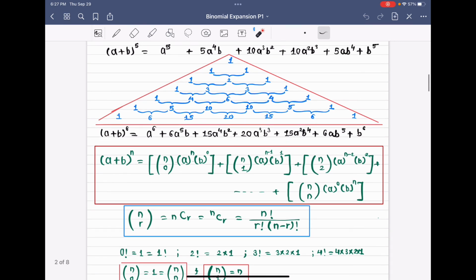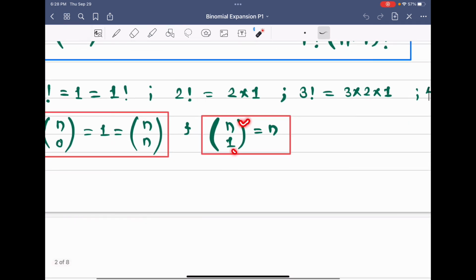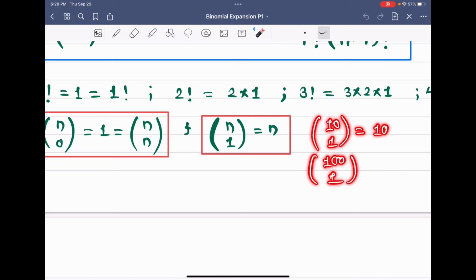Also, now look at the second. 2C1, this is 2C0, this is 2C1. 2C1 is 2, 3C1 is 3, 4C1 is 4, 5C1 is 5, 6C1 is 6. So whatever is your n, if your r is 1, then the answer is n. So if I say 10C1, your answer should be 10. If I say 100C1, your answer should be 100.